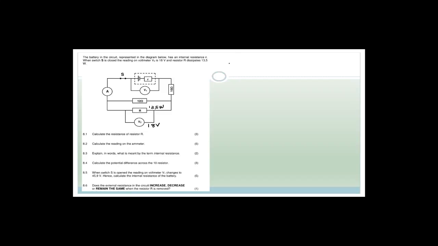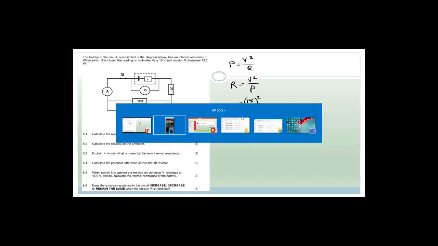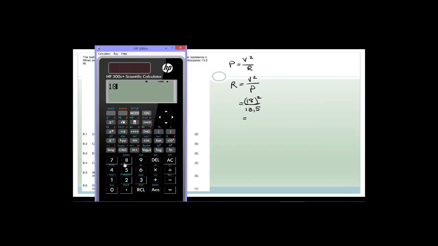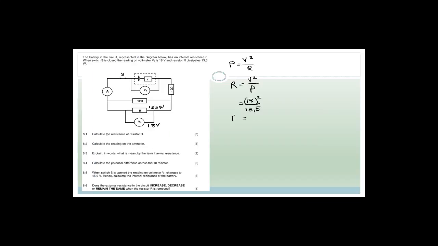So we know that P is equal to V squared over R. We have V, it's 18. We have the power, it's 13.5, so we can get R. R is going to be V squared divided by the power. So it's going to be 18 squared divided by 13.5. We whip out the calculator and go 18 squared divided by 13.5 equals 24. So the resistance is 24 ohms. Nice question.